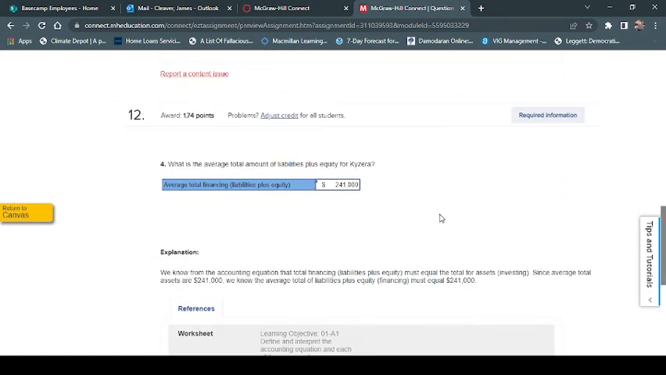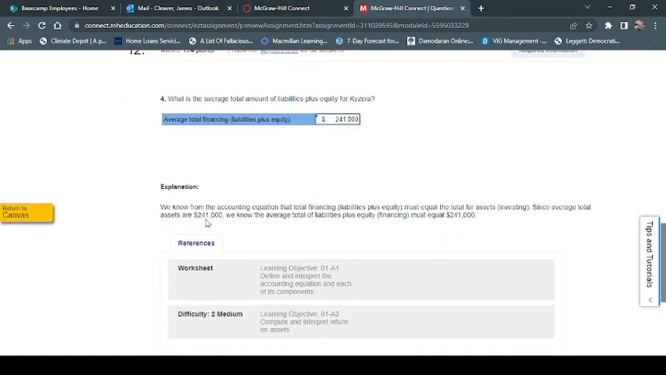And question 12, what's the average total amount of liabilities plus equity for Kisera? And here's the explanation down here. And it ends up being 241, right? Financing liabilities plus equity must be equal to the total for assets investing. So, right, the average total assets are 241.